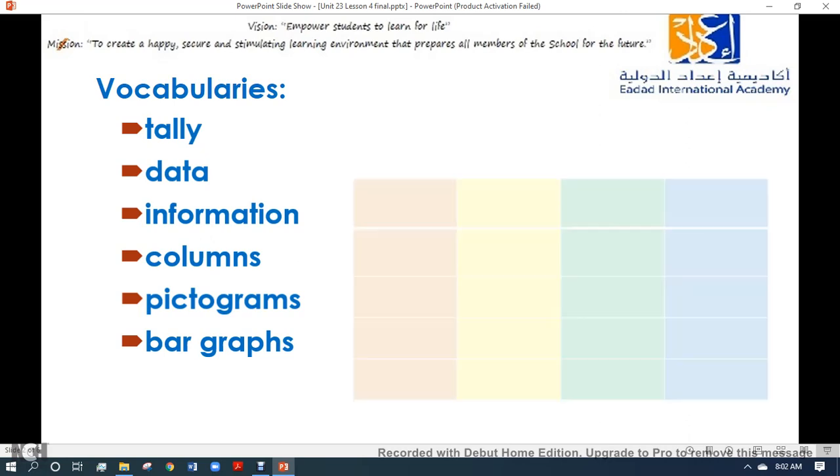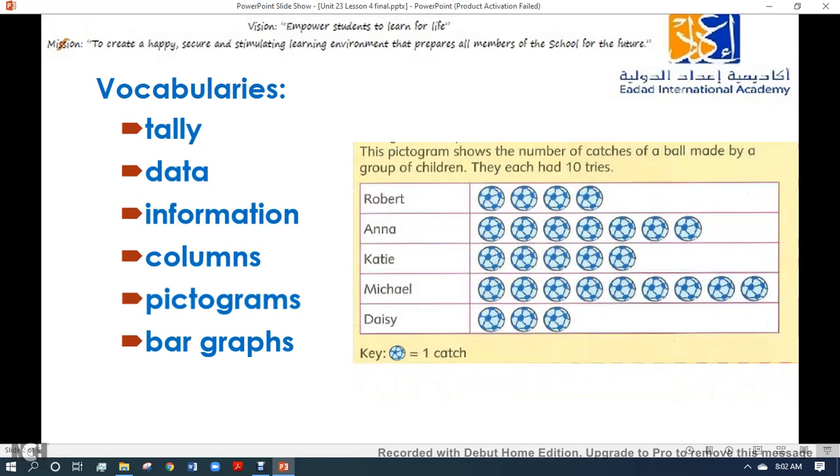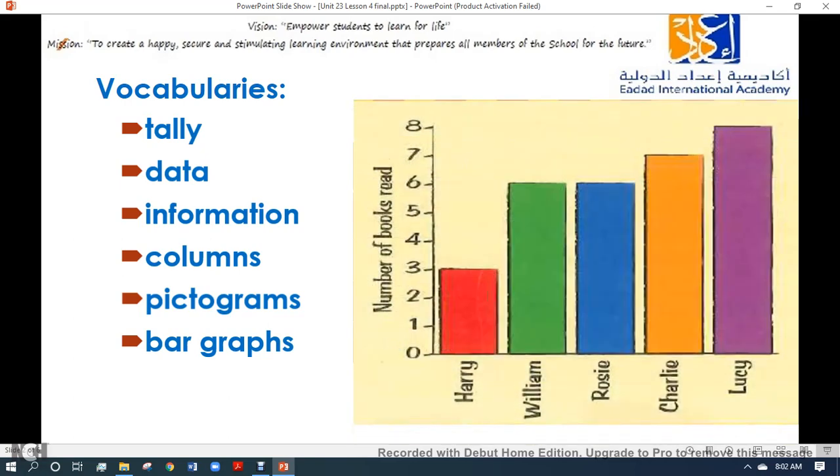Now, columns are the straight lines that we use to arrange our data in. And then we have pictograms. They use pictures to represent data or numbers. In this case that we have, one ball is equal to one catch. Next, this is a bar graph. A bar graph uses bars to compare and show data. So we will discuss more on this one later on. So continue on listening so that you can learn how to use bar graphs.